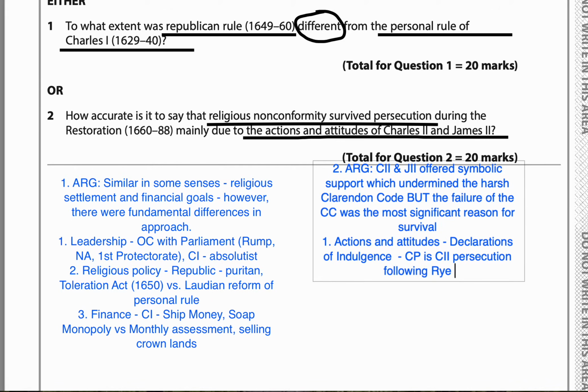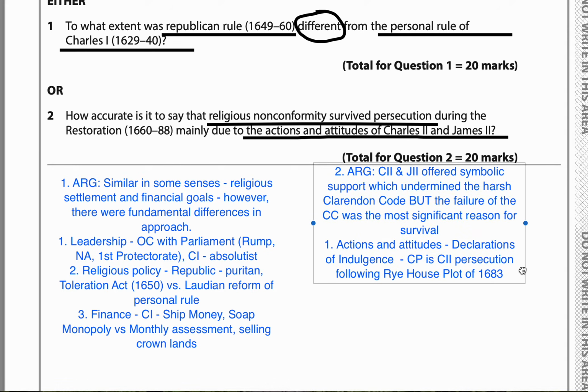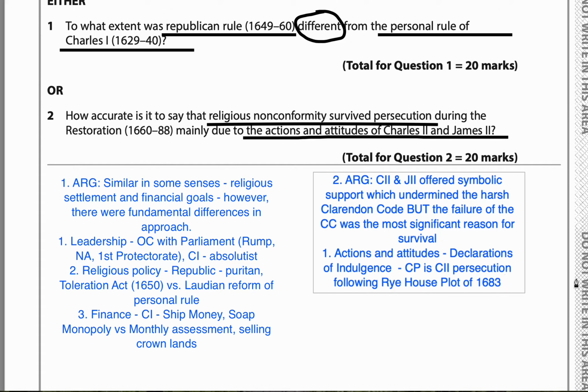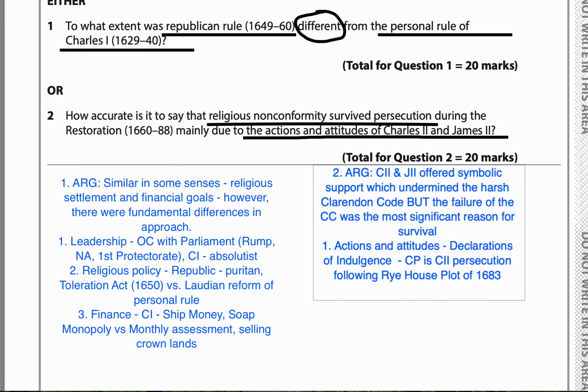A good counterpoint for this actually is Charles II's persecution following the Rye House plot of 1683. Okay, so following the Rye House plot, which was by old Cromwellian soldiers, Charles II did clamp down on nonconformists as he saw them as a threat, and therefore that's a kind of counterpoint to this. So right at the end of his reign, that can't have been a big factor because he was actually clamping down on them.